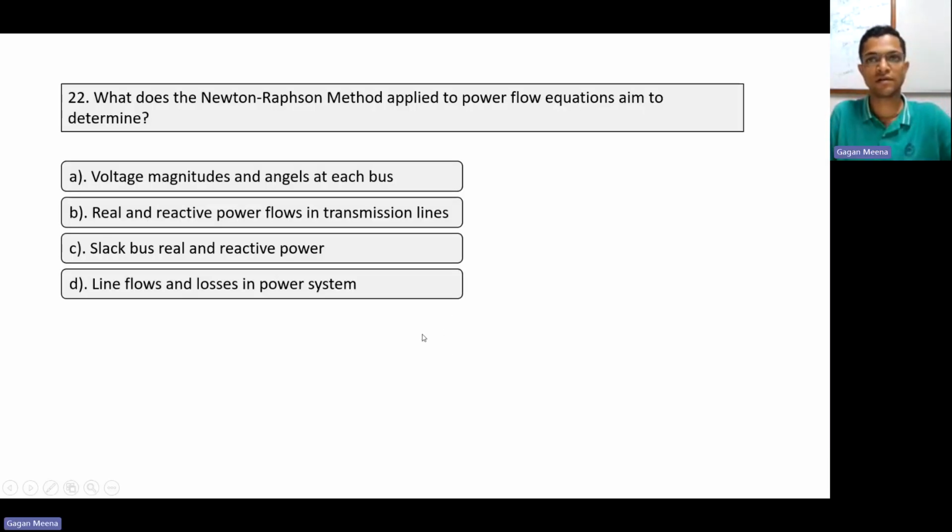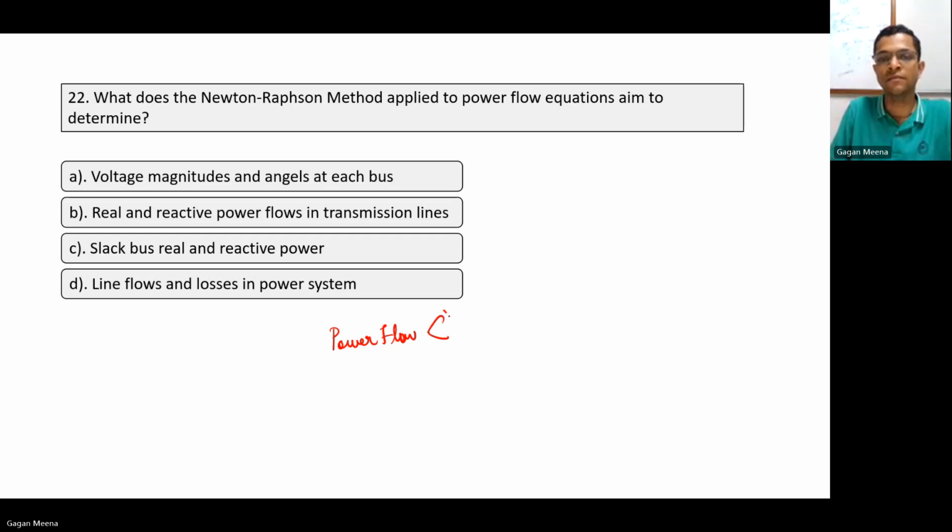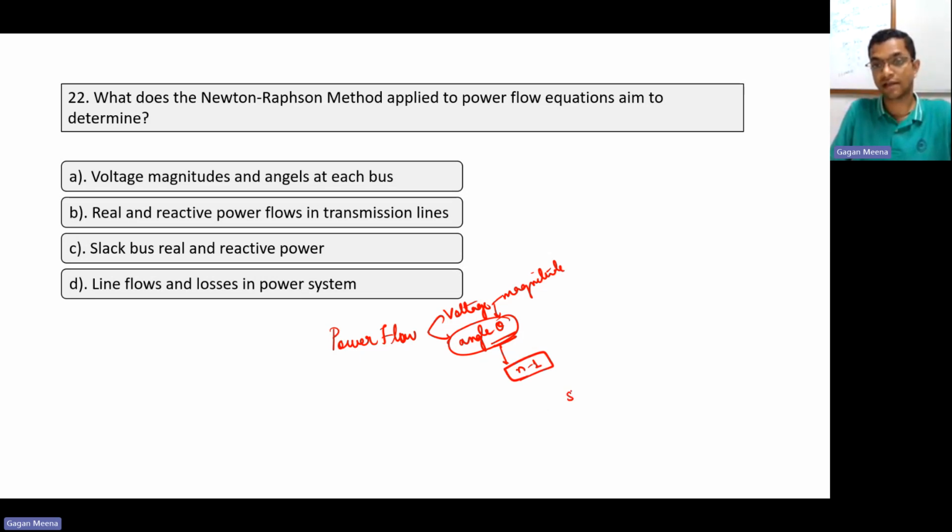What does it aim to determine? What are we doing in power flow? What are we trying to calculate? In power flow, our goal is to calculate voltage magnitude and angle theta. Theta we need to find out at n minus 1 buses, because for the slack bus, the reference bus, theta is equal to 0. For other buses we don't know.